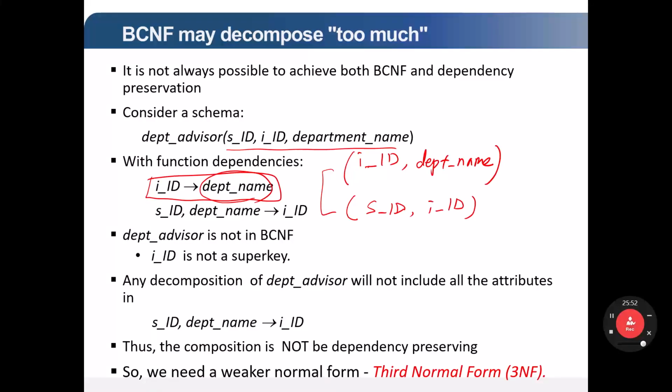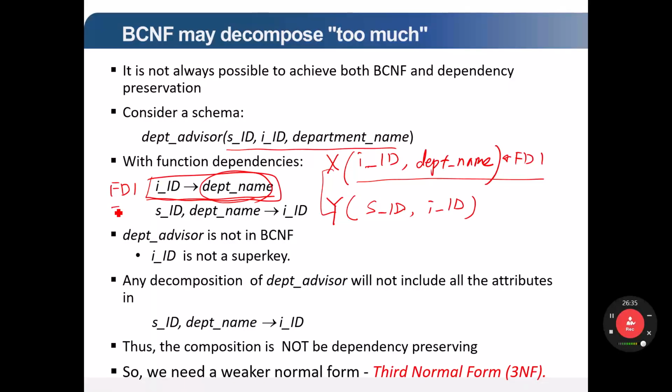Are we done? Did we lose a functional dependency? Yeah, it seems so. So for this first functional dependency, let's label it as FD1. FD1 can be included in this first table. Let's call this table X, and let's call this table Y. So FD1 is preserved in table X.